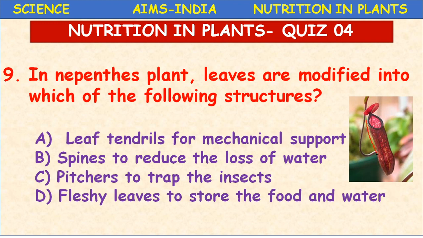structure called pitcher, which traps the insects, and the lid like structure will close immediately when an insect enters into the pitcher, where the digestive juices are present which digest the insect, and the proteins present in that insect are absorbed by the plant. So to fulfill nitrogen requirement, this is an adaptation in the insectivorous plants. So here the correct answer is C, pitchers to trap the insects.